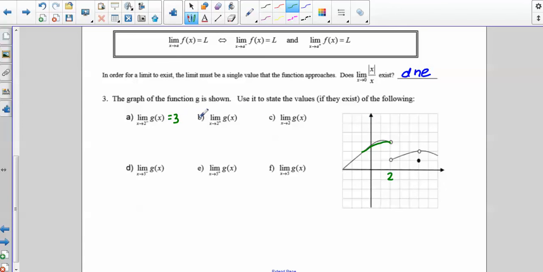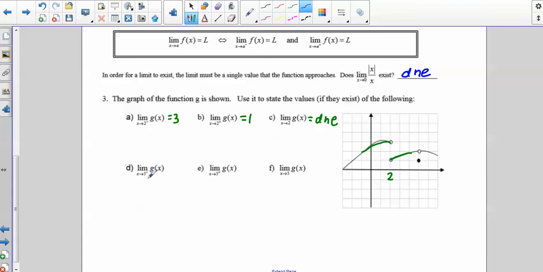And then in B, I'm going to approach 2 from the right. Well, here's 2, but if I want to go to the right of 2, I'm on this piece down here. So I'm going to approach 2 from the right, and I'm getting really, really close to this y value of 1. So this answer is 1. So the limit of g of x as x approaches 2 does not exist because we're approaching 3 from the left and 1 from the right. That's not the same number. So you can write D and E does not exist.